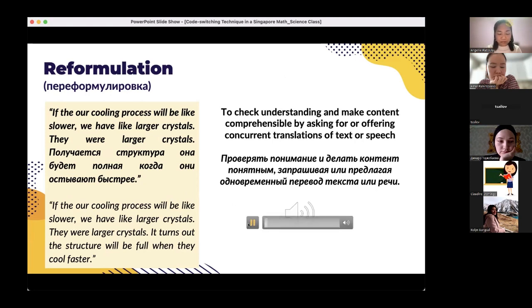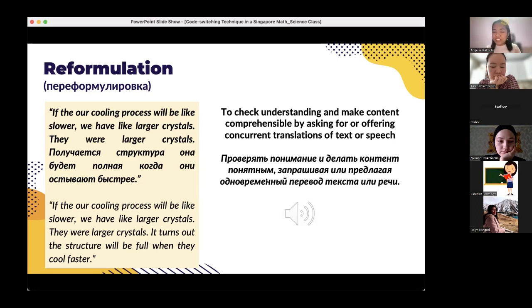The size of the crystals will depend on the speed of the cooling. If our cooling process will be like slower, we have like larger crystals. Look at this one here. They will larger crystals. Получается, структура, она будет полная, когда они остывают быстрее. So it means like at the end it's like cool slower. They will have like very hard structure.